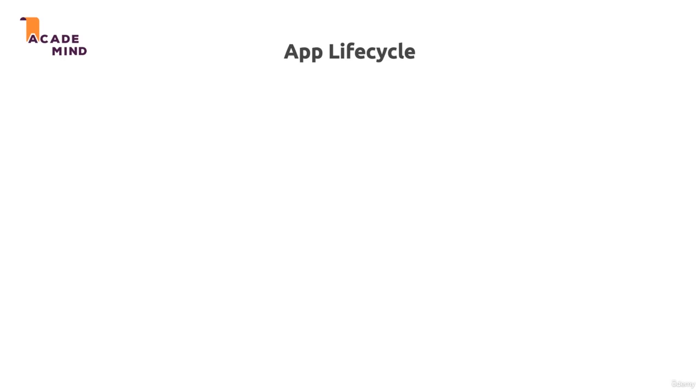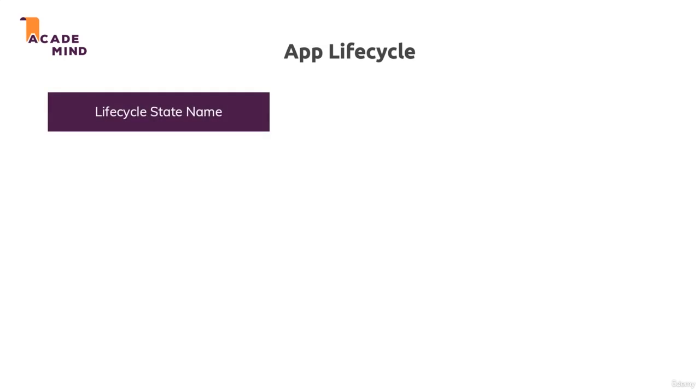Besides the life cycle of a widget and the state of a widget, the overall app also has a life cycle. It has a couple of different life cycle states. And of course, the important question then always is, when is this state reached? When can you execute code based on that state?